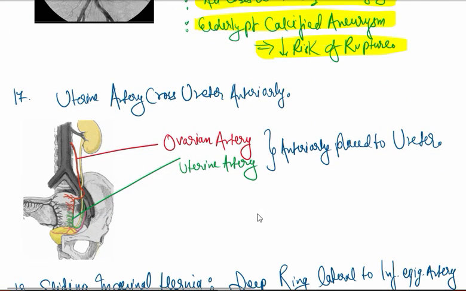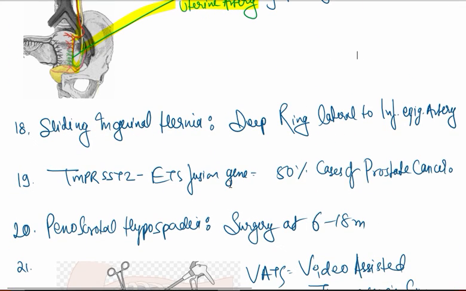Now, next condition, we see this diagrammatic picture of the abdomen. So the uterine artery crosses the ureter anteriorly. So we see here the ovarian artery, and this lower one is the uterine artery. This is anteriorly placed to the ureter. So this anatomical topography is very important in hysterectomy.